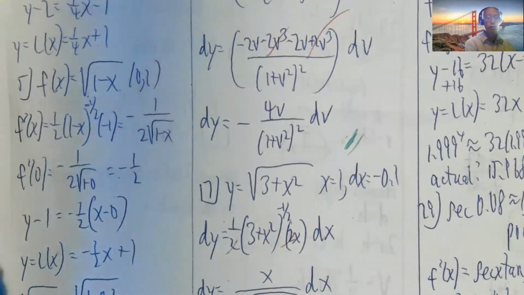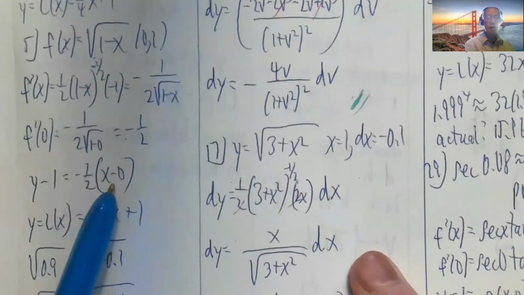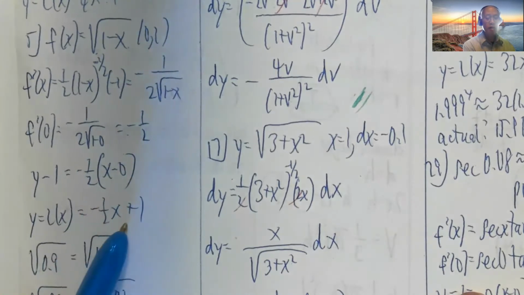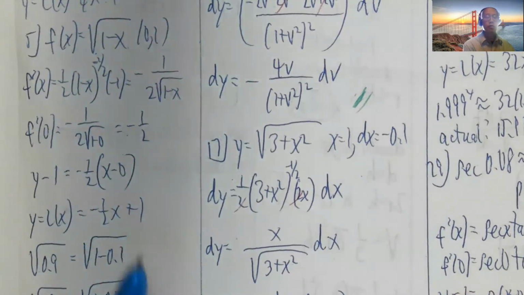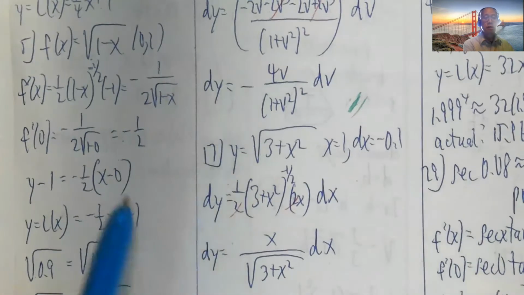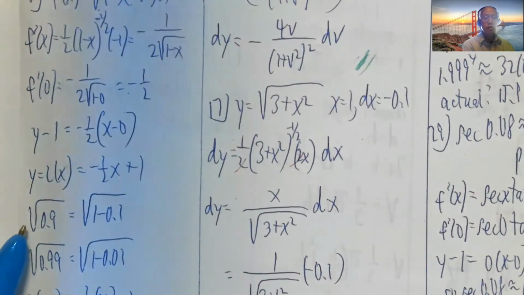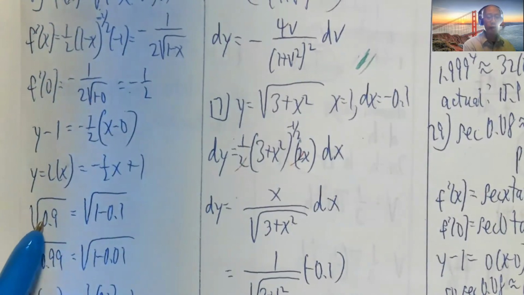Point, slope. So y minus y1 equals m times x minus x1. Solve for y, so y equals L of x is negative 1/2 x plus 1. Okay, now they say use this linear approximation to come up with certain values. So for instance, you say square root of 0.9.